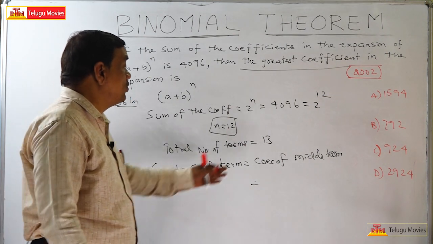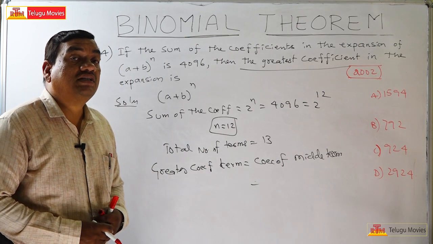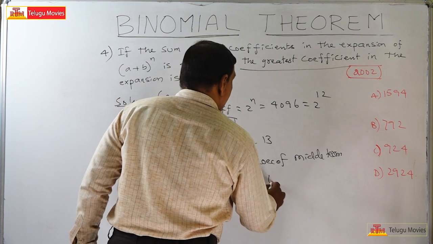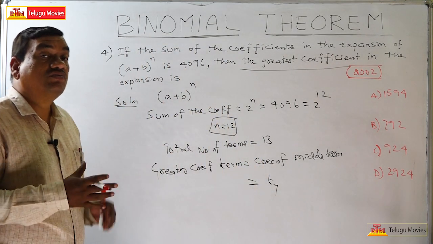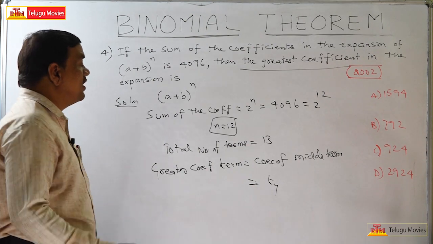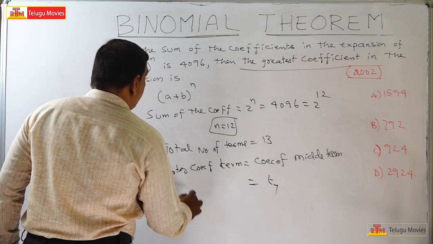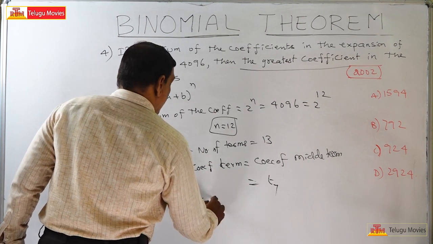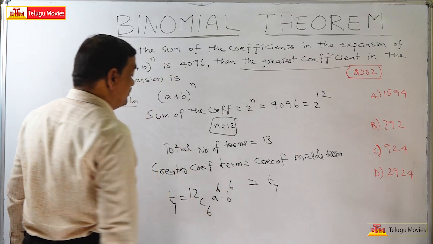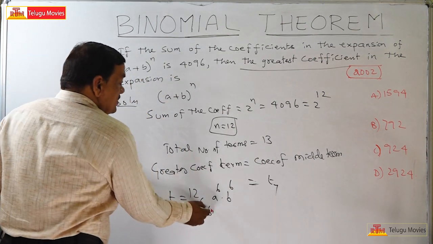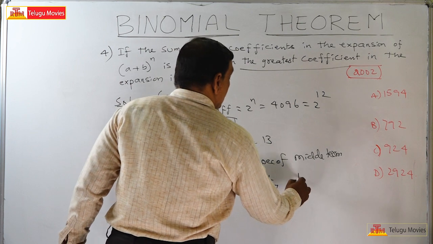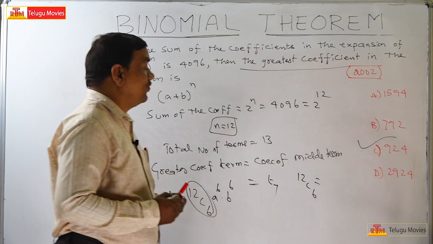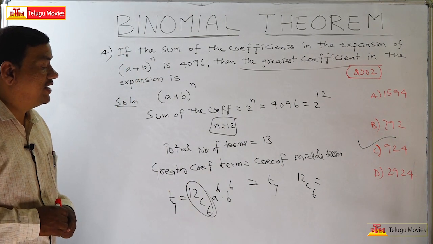What is the middle term here? A total of 13 terms are there. In the 13 terms, 13 plus 1 by 2, 14 by 2, the 7th term will contain the coefficient which is the greatest one. Now what is the coefficient of the 7th one? So T7 is equal to 12C6 into a to the power of 6 into b to the power of 6. So 12C6 will be the greatest coefficient. If you calculate the 12C6 value, you will get 924.